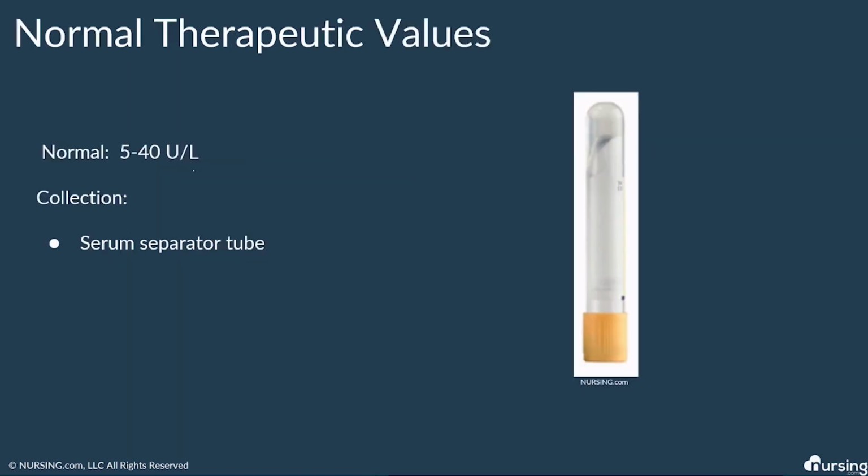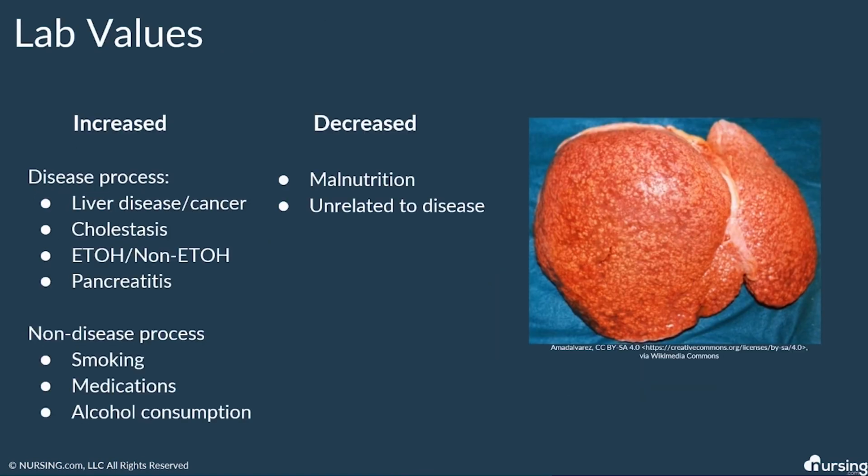Normal therapeutic values are between 5 and 40 units per liter. It's collected in a serum separator tube. Lab values will be increased when there's a disease process of the liver, most often. It could also be in cases of pancreatitis. Liver diseases are going to be cirrhosis, hepatitis, fatty liver disease, even if it's non-alcoholic, and if there's tumors or cancer present. Cholestasis is when the bile ducts are blocked, and that is also going to increase our GGT value.